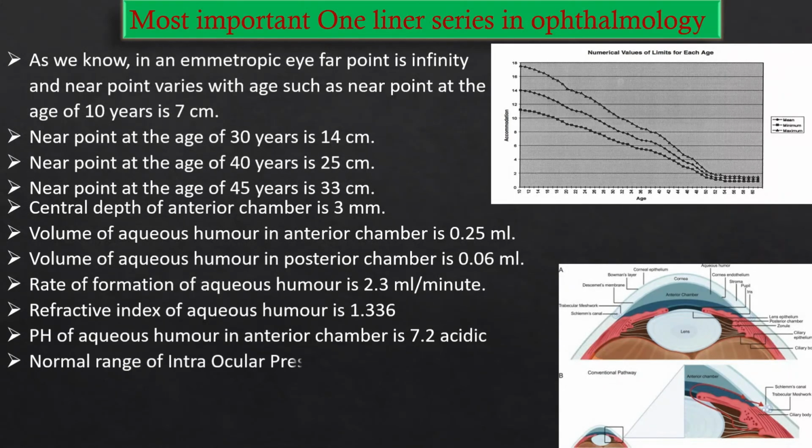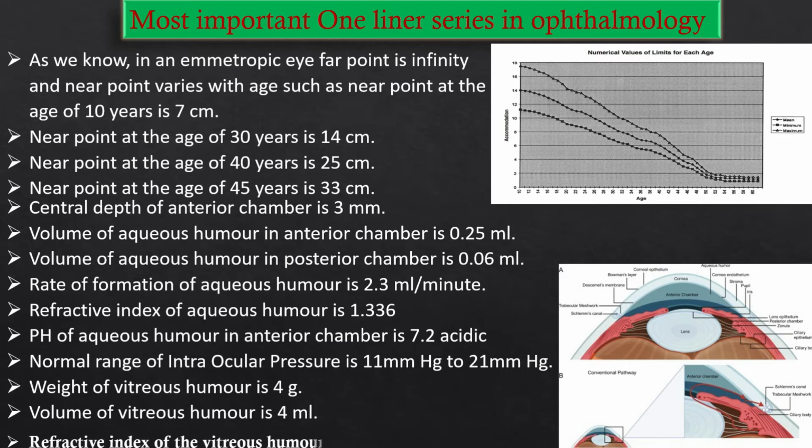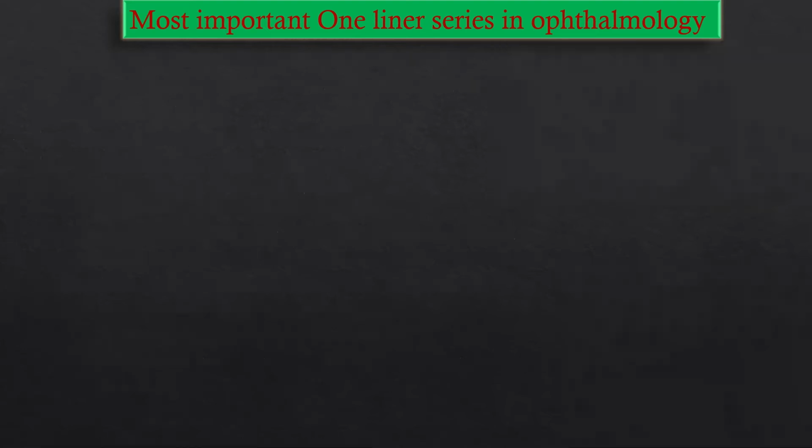Normal range of intraocular pressure is 11 mm mercury to 21 mm mercury. Weight of vitreous humor is 4 gram. Volume of vitreous humor is 4 ml. Refractive index of the vitreous humor is 1.33.